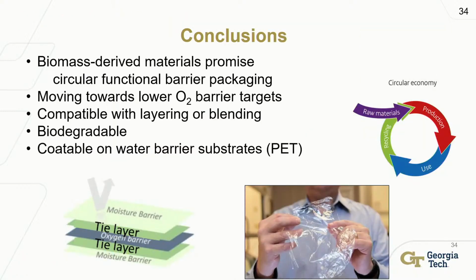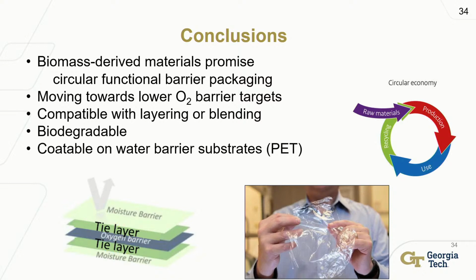Right. So in conclusion, we've worked on biomass-derived materials that promise circular functional barrier packaging. We've continually moved towards lower O2 barrier, so better barrier targets. And this can be achieved with layering and blending. I'm not showing the data right now, but we did confirm these are biodegradable in soil and are coatable, they can be coated on water barrier substrates.